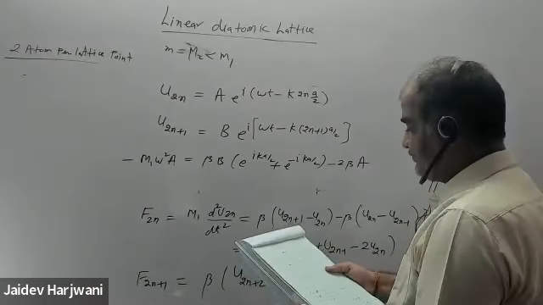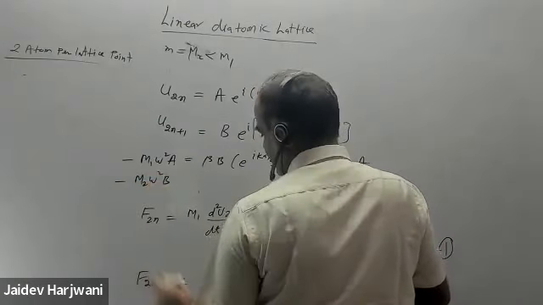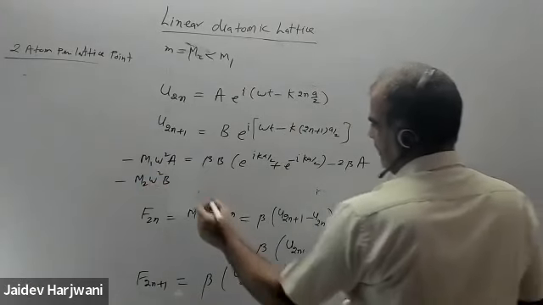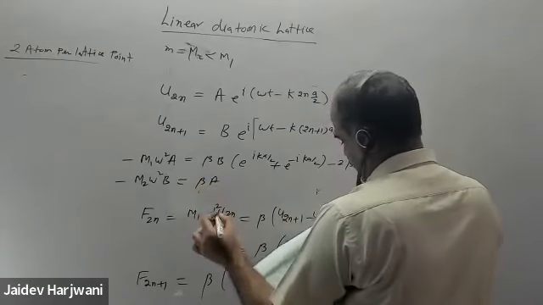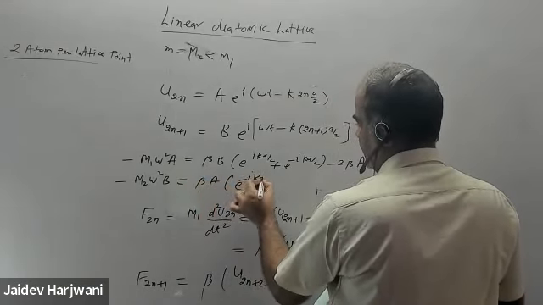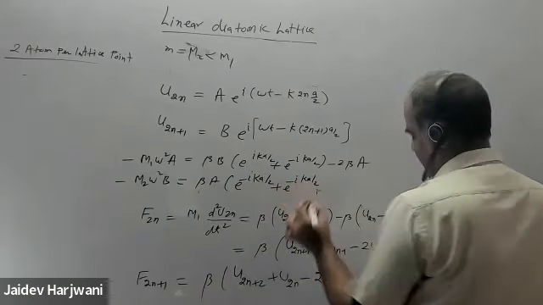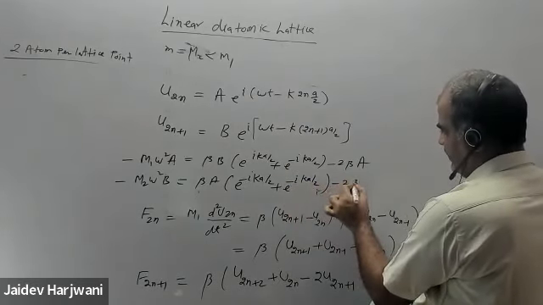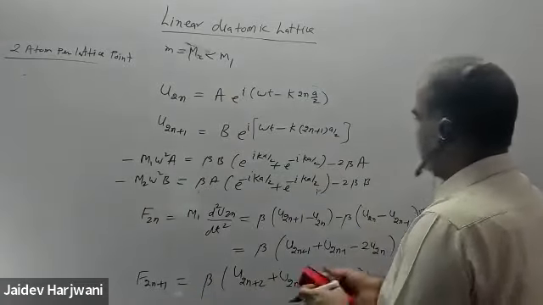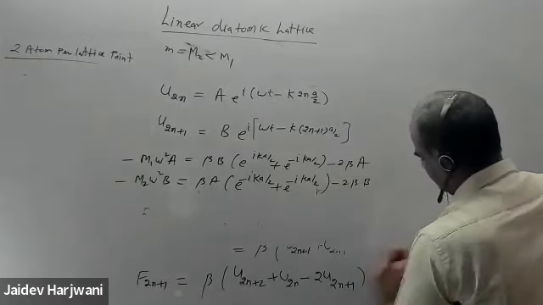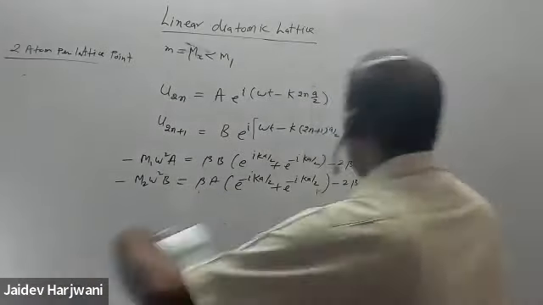Now similarly, if I write the equation for this one, -m2 ω² b, if I solve this one, this will give me -m2 ω² β a, e^{-ik/2} plus e^{+ik/2}, minus 2β b. Both are symmetrical equations. So now if I solve these two equations, let me rearrange these equations.